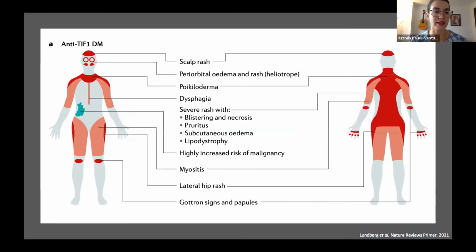TIF1 dermatomyositis is the one that we usually associate with cancer, that I mentioned to you a few slides back. These patients usually have the classic dermatomyositis rash as well, and they can have myositis, but it's not as important.